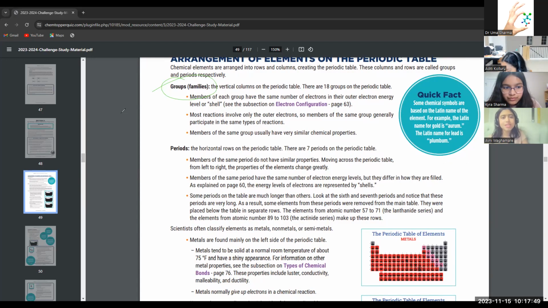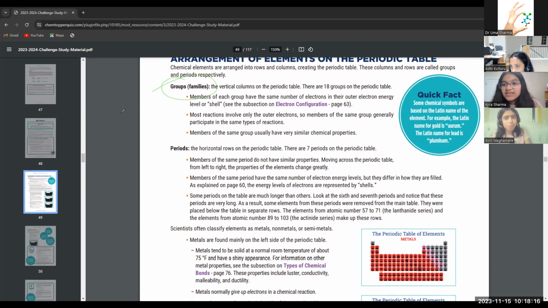Chemical properties are governed by their atomic number, and they're very similar. No, Avni, you're wrong. Basically, for the chemical properties, the outer electrons. They have the same amount of valence electrons.